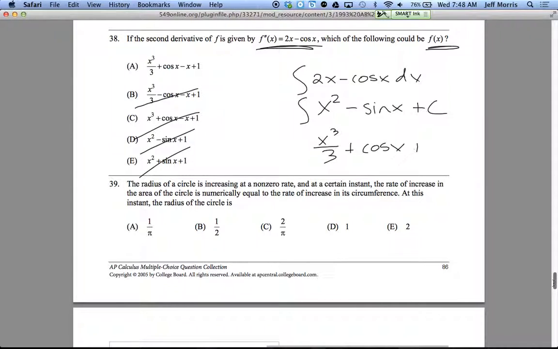This would be a plus cx, but do we know what that c is? Nah. Could it make it negative 1? Could c be a negative 1? And then there's another plus c. We'll call that c sub 2.